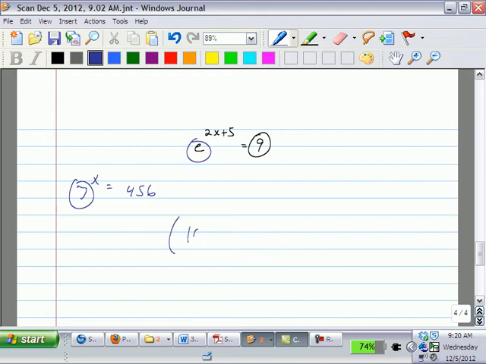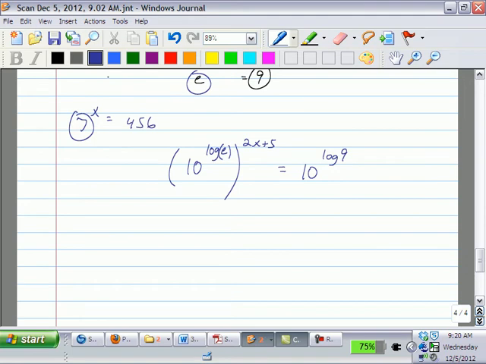Well, 10 to the what is e? 10 to the log e. Now you've established a common base.